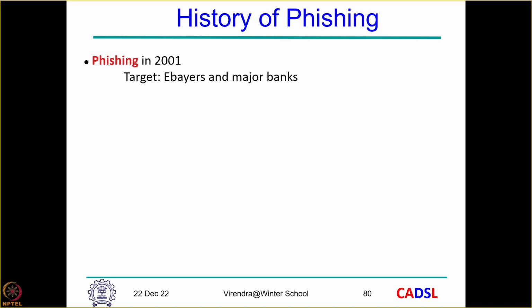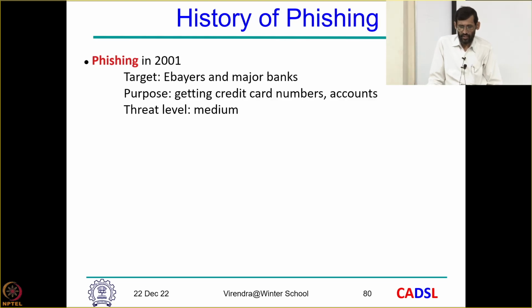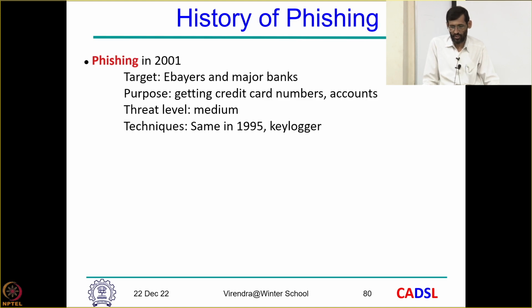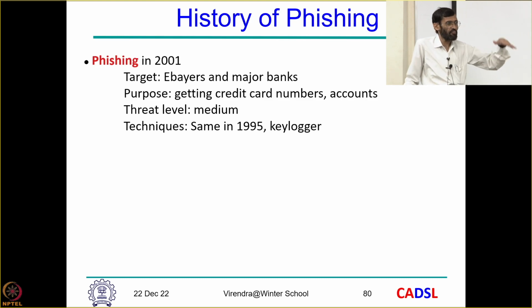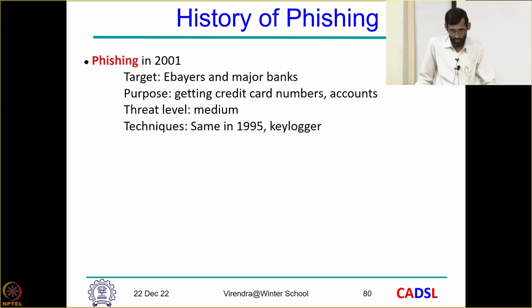Later on, this proliferated more. Today it's just a flood. In 2001, eBay and many major banks started to get such issues. Earlier the purpose was just time pass, now it was not time pass. It is more about getting credit card information, and then you can siphon the money out of that. The threat was medium, and therefore the companies started to become concerned.